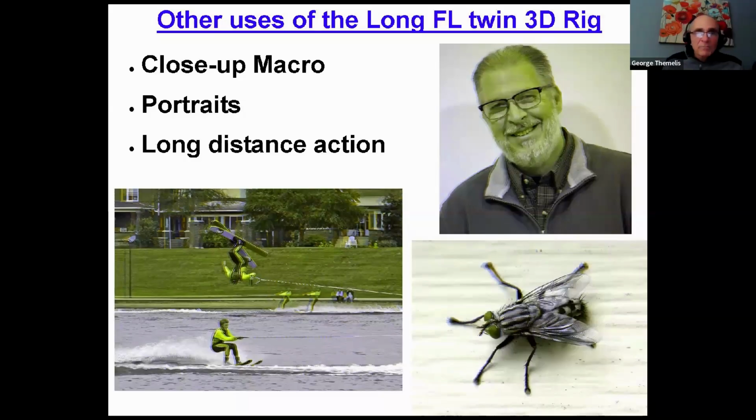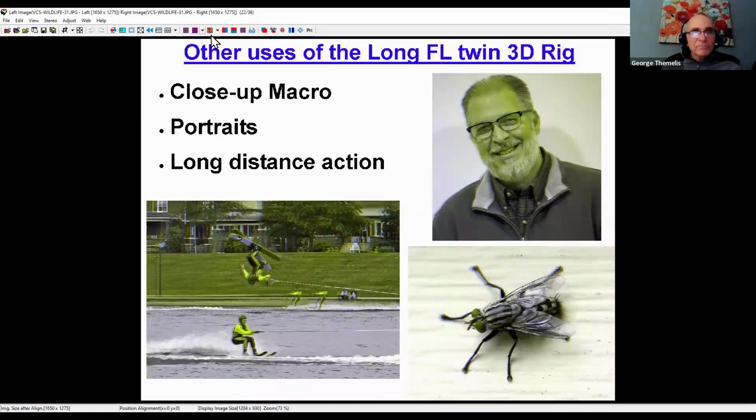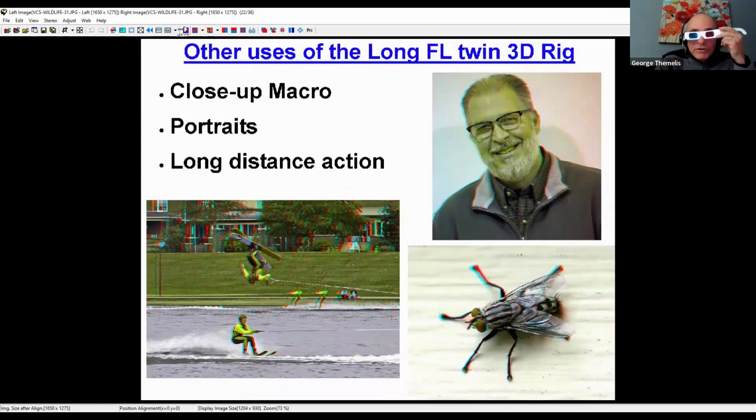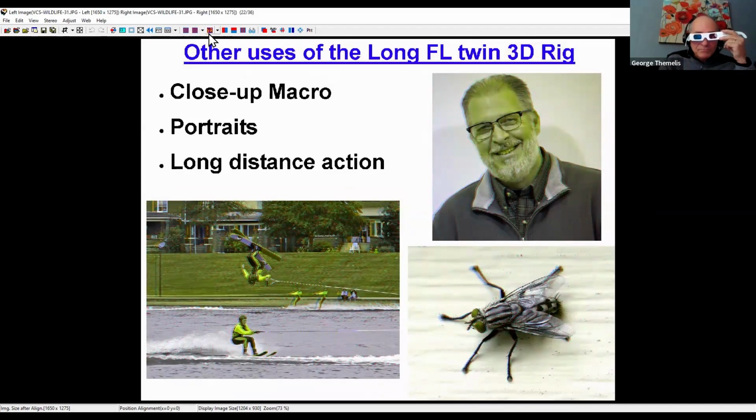Okay, now assume you have this setup. You already have your twin cameras. You can do more things than wildlife. You can take pictures that look like close-ups. You can take portraits. You can take long distance action. And I'm going to show you a few of those now.